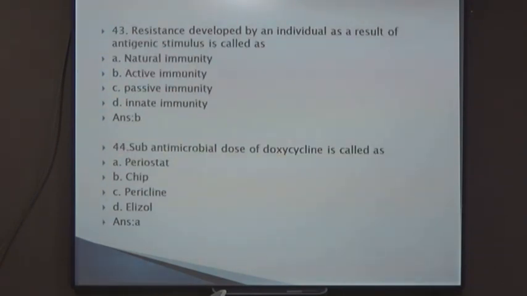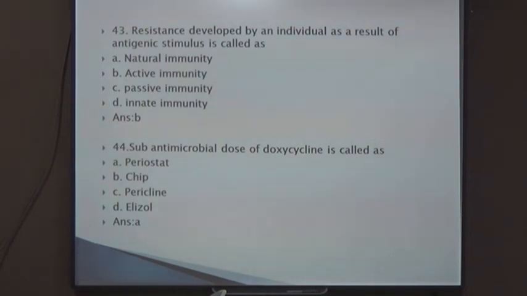Resistance developed by an individual as a result of antigenic stimulus is active immunity. It is resistance developed by an individual as a result of antigenic stimulus. If the antigen is not given and you still have it, it is going to be active immunity.